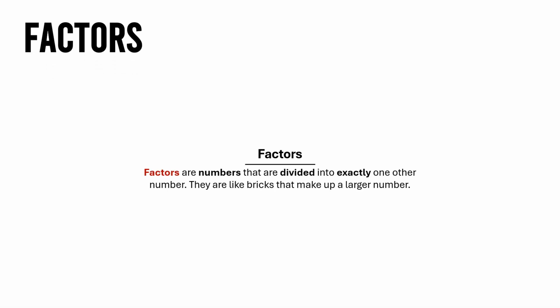Factors. Factors are numbers that divide into another number exactly. They are like bricks that make up a larger number. Factors of 12: 1, 2, 3, 4, 6, 12. These numbers can be multiplied together to get 12.